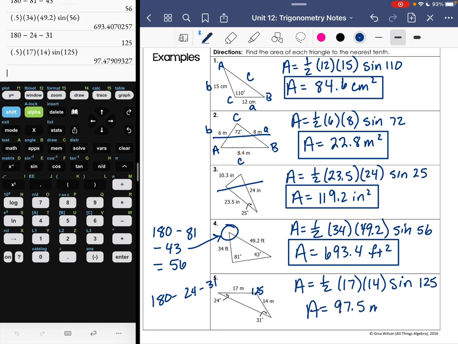97.5 meters squared. All right, so I'm going to go to the next page in another video because they get a little bit more complicated. These were obviously quite simple.